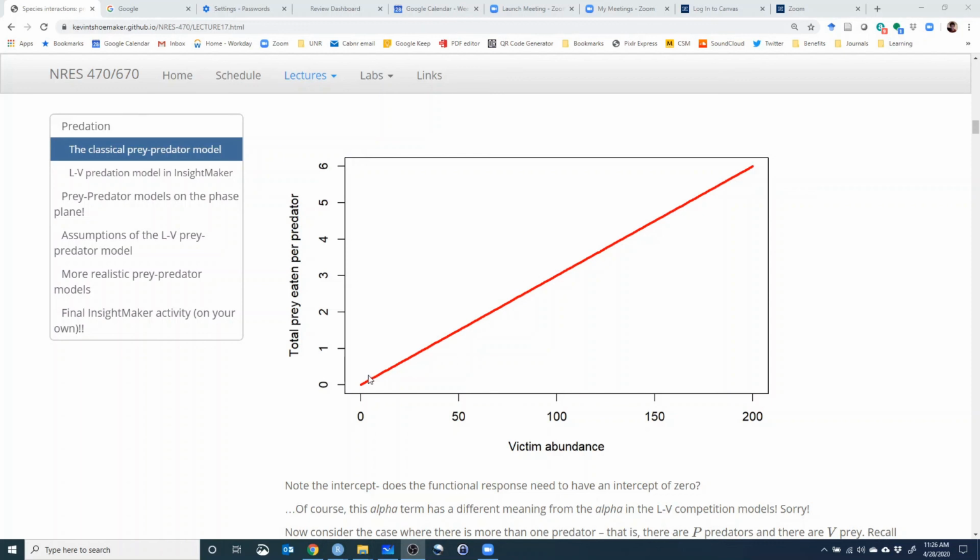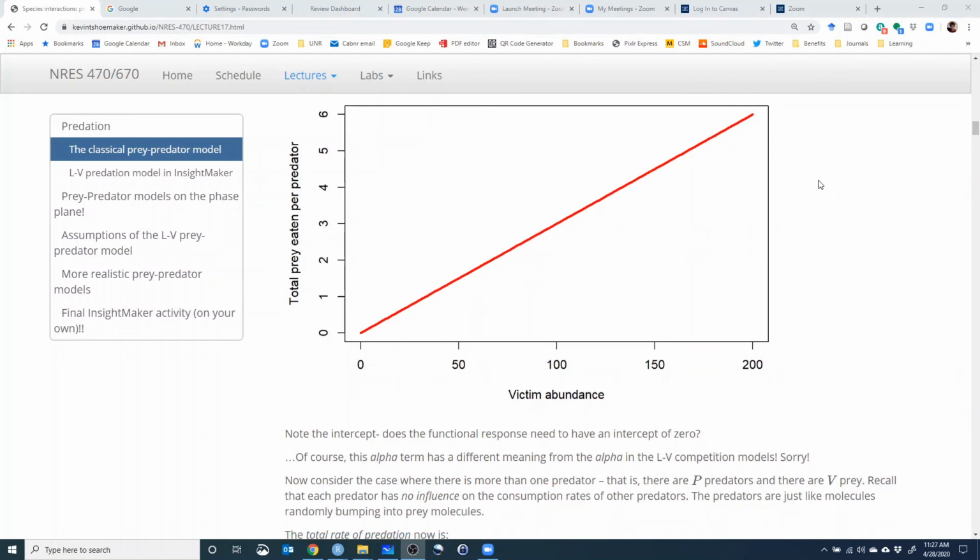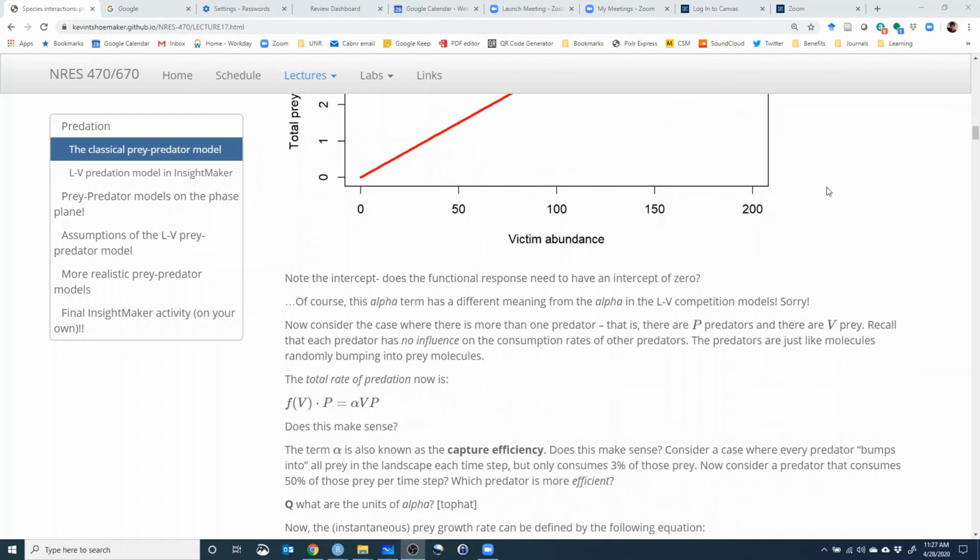And the Lotka-Volterra model assumes what's called a type 1 functional response. We'll go over that in a little bit, but that's just a line, a linear relationship. So the more victims, the more are consumed per predator per time step. You can probably think of some reasons why that's not super realistic, but it's a good starting place.